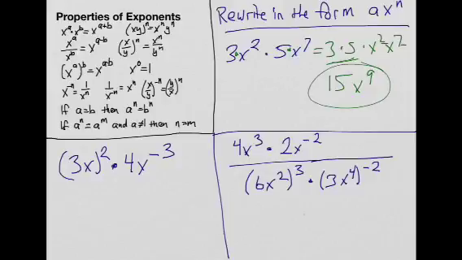Let's come over here to the left. 3x squared times 4x to the negative third. I'm going to do this a couple ways. First, I don't like negative exponents, so I'm going to rewrite this as 3x to the second power. This negative exponent, I'm going to use my negative property here, take it down into the reciprocal, or into the denominator, so that's going to be 4 over x to the third.